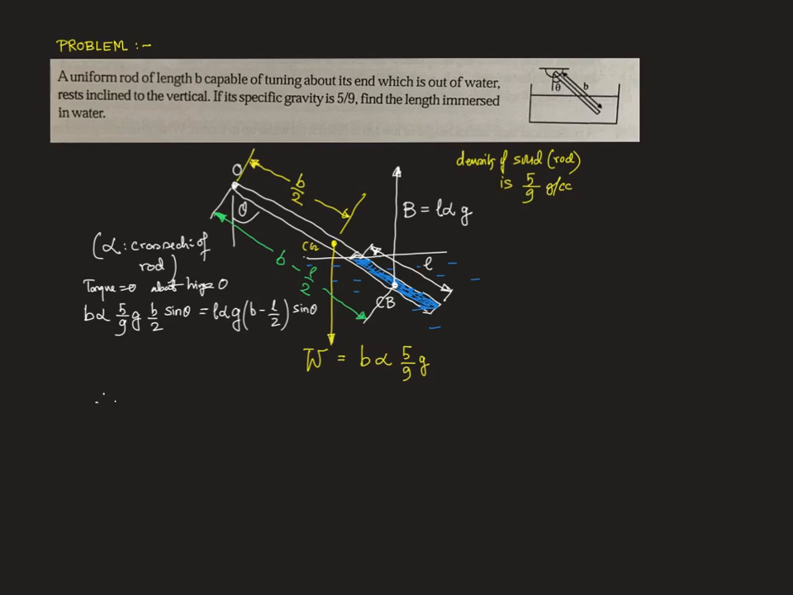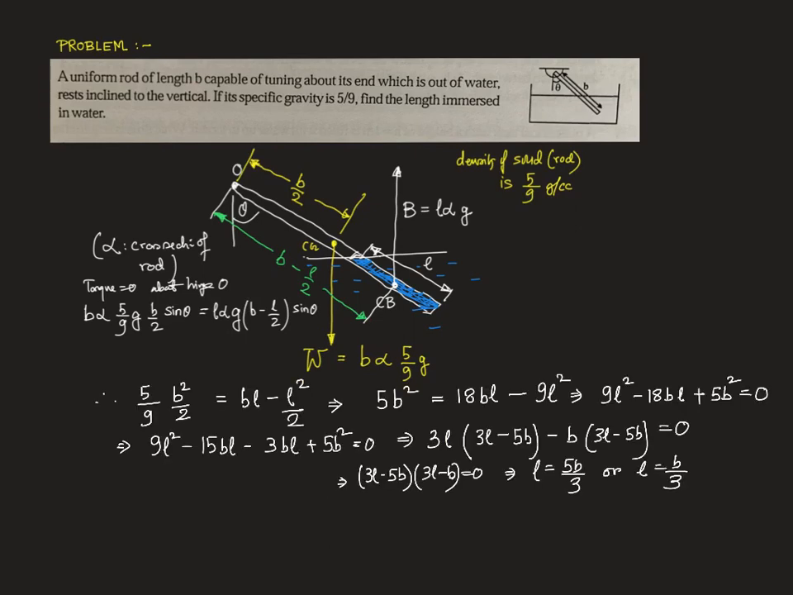So after a few steps of calculation, you get a quadratic equation in L, and after which you get two values of L. One is 5b by 3, which is greater than b, so not possible. The other is b by 3. So the answer is L equal to b by 3.